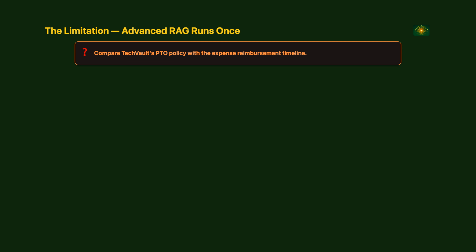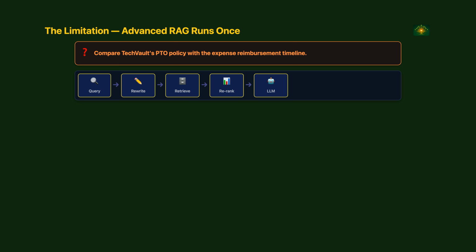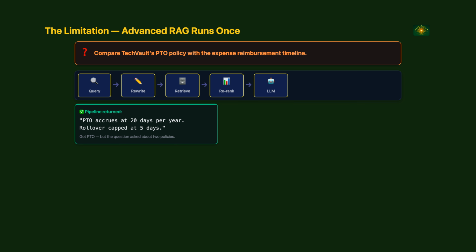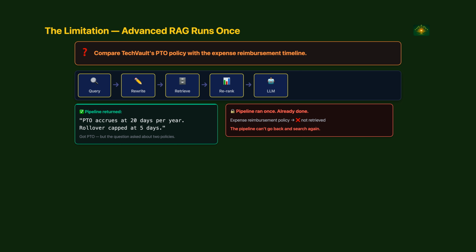Consider this question. Compare TechVault's PTO policy with the expense reimbursement timeline. Our pipeline runs, it retrieves PTO documents. PTO accrues at 20 days per year, but expense reimbursement, the pipeline already finished, it can't go back. What if it could?